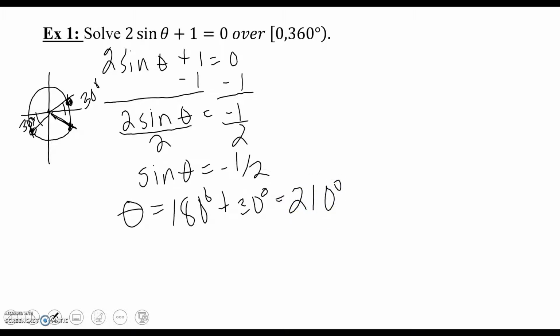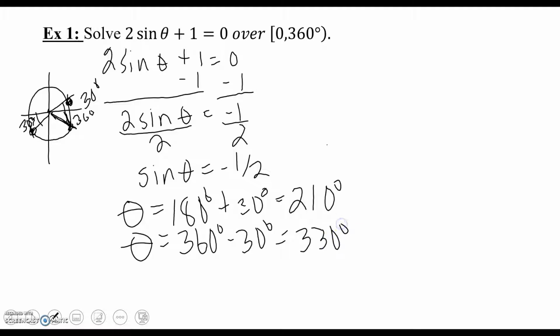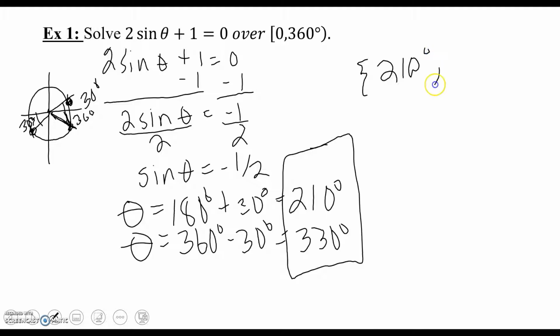And then for our angle in quadrant 4, our reference angle of 30 is here. So we would do 360 minus 30 degrees, and that gives us 330 degrees. And so this gives us the 2 angles that will give us a sine of negative 1/2. And since we're only going around one rotation, then we are done. And that's our answer. You can write it in set notation with the braces: 210 degrees, 330 degrees, and a closed brace, okay? And that would be your answer for that one.